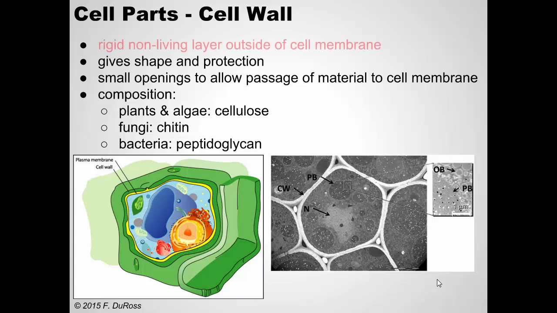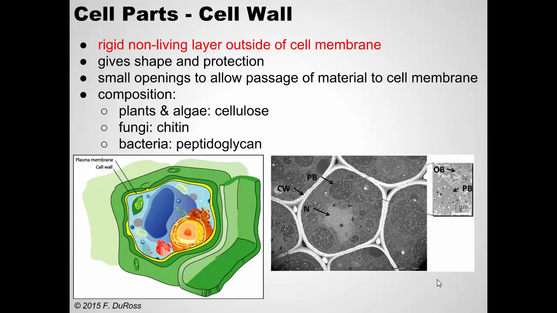The cell wall gives structure to a cell. It's a non-living layer outside of the cell membrane, and it gives cells a rigid, defined shape. It has small openings in it to allow material to move through it. It's non-living. It doesn't participate in any metabolic processes or any sort of transport. It's basically just a non-living outer shell.